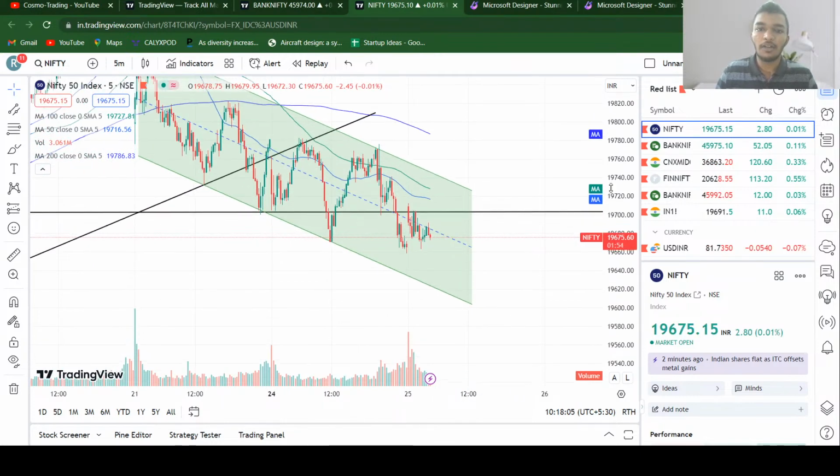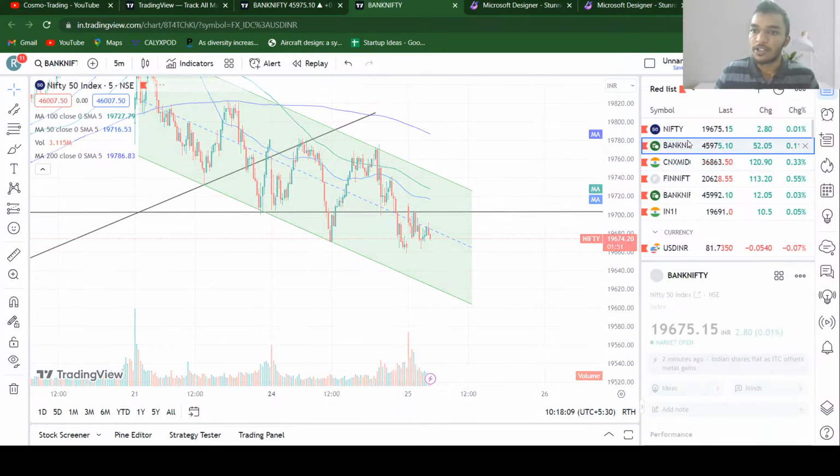So we will take a trade on Nifty once it breaks this parallel channel. If we look at the Bank Nifty, a similar situation is there.